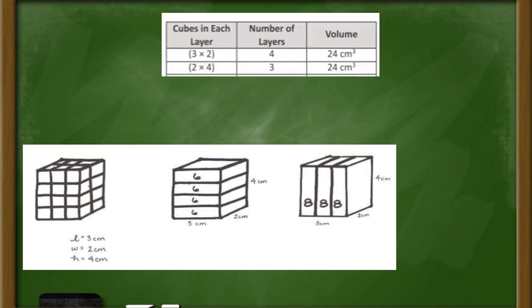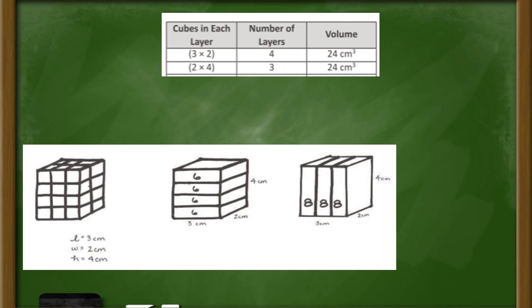And let's fill in our chart for this last layer that we chopped it up into. If we look at one of these layers, we can see that it's 2 by 4. That means cubes in each of these layers would be 2 times 4 to figure out the total number of cubes in one layer. 2 times 4, everybody, is what? 2 times 4 is 8. Nicely done. The number of layers we cut this up into was 3.